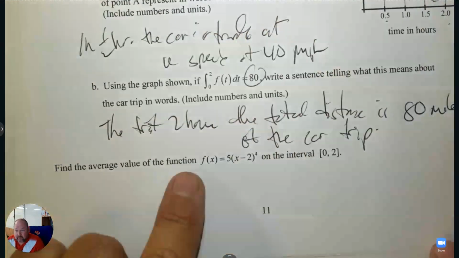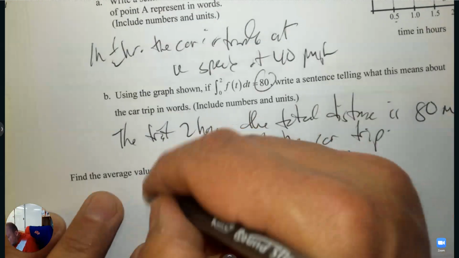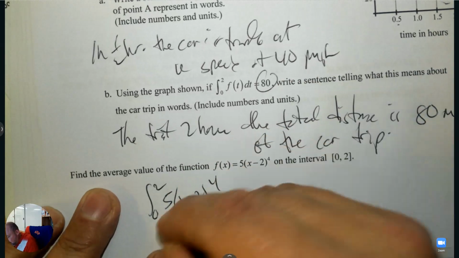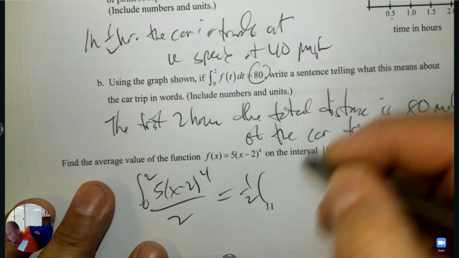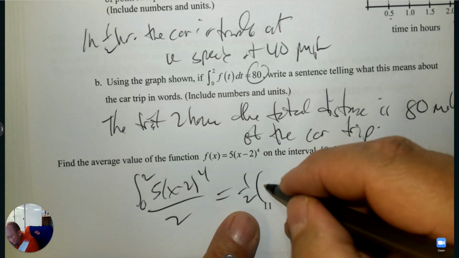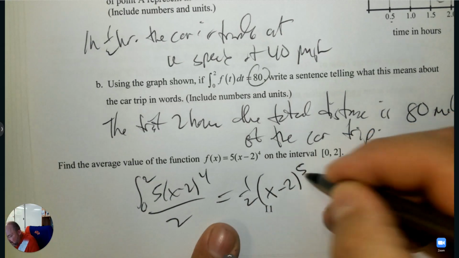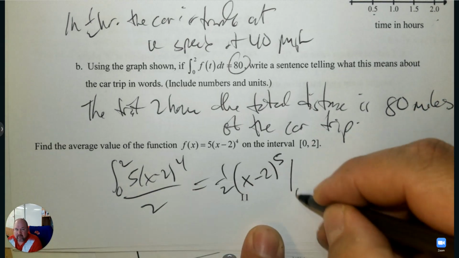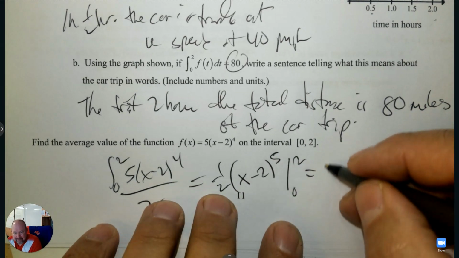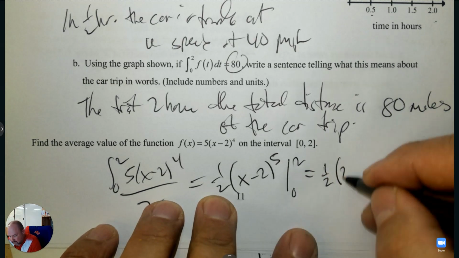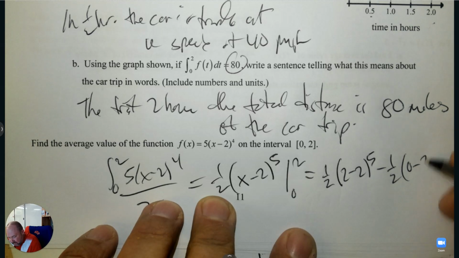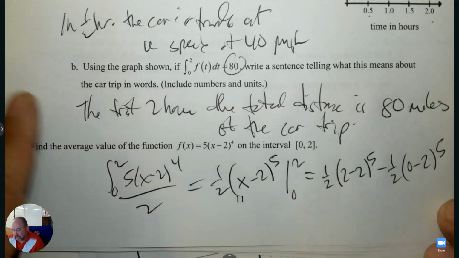This is different than before. What's the average value? You integrate. So from 0 to 2, we're going to integrate. Divide by the difference of the bounds. That's 1/2. So if I integrate this, it's add 1 to the exponent and divide. You get x minus 2 to the 5 from 0 to 2. And then plug in 2. Subtract, plug in 0, and you get your answer.